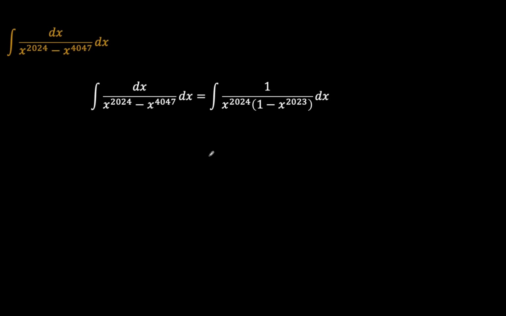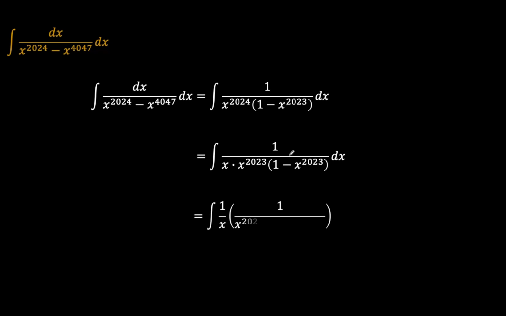Then we can proceed by saying we want to express or divide this x to the power 2024 into 2 terms such that we have 2023 inside the bracket and also outside the bracket. So let's focus on creating a partial fraction out of 1 over x to the power 2023 times 1 minus x to the power 2023. We've emphasized that by changing the color to blue.